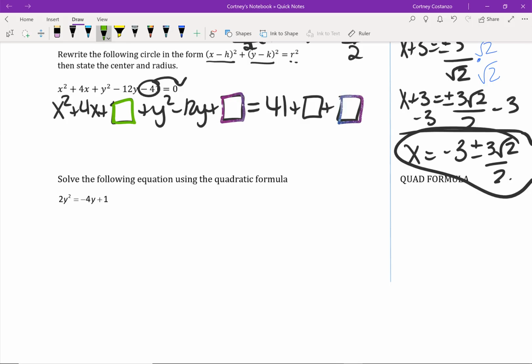Oh, it changes colors. How fun is that? All right. Learning stuff as I go here.